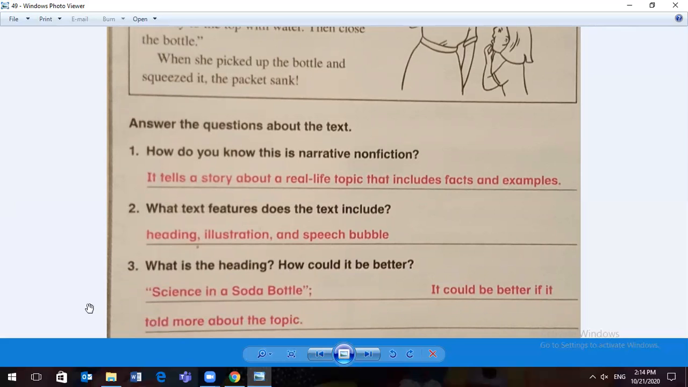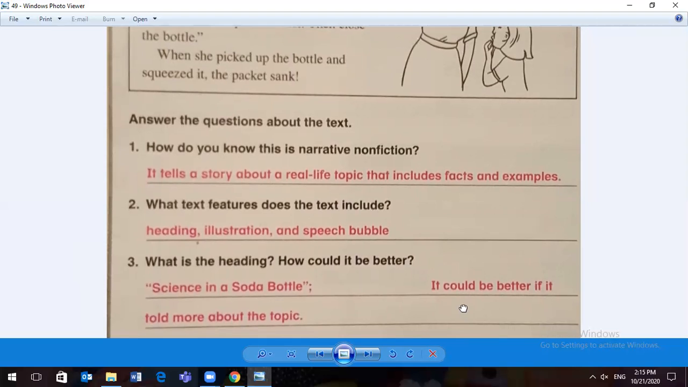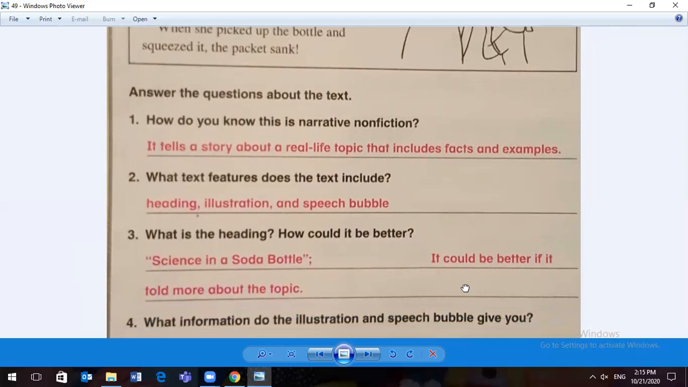Okay, we had several suggestions in class today. One student said we could say the science experiment in a soda bottle. Another student said we could say the water pressure experiment in a soda bottle. There were quite a few examples given in class of different types of headings that we could use to give more information.